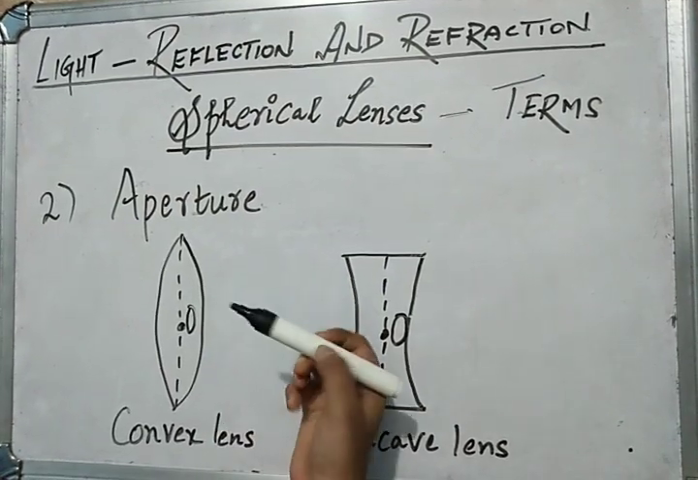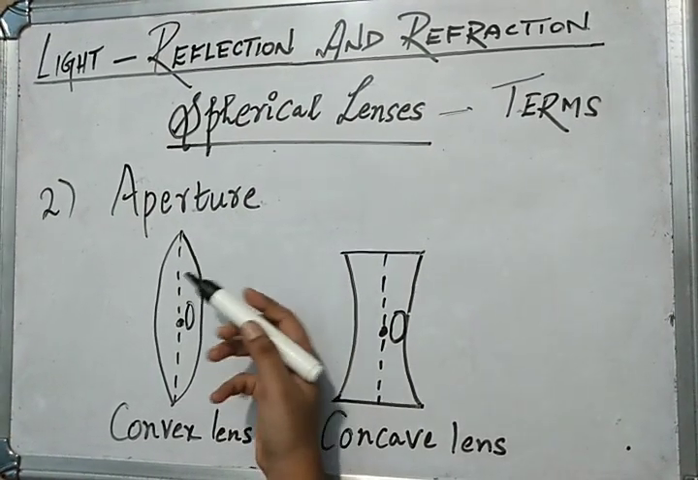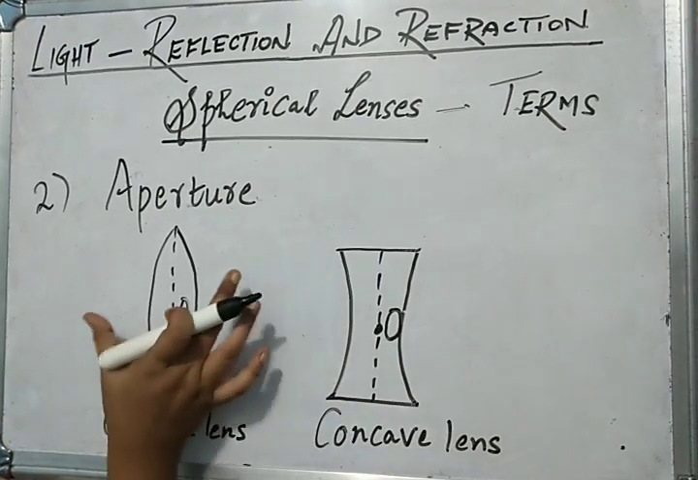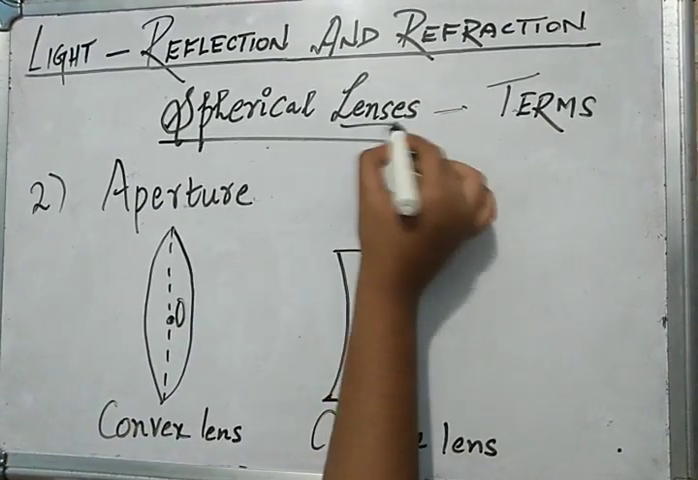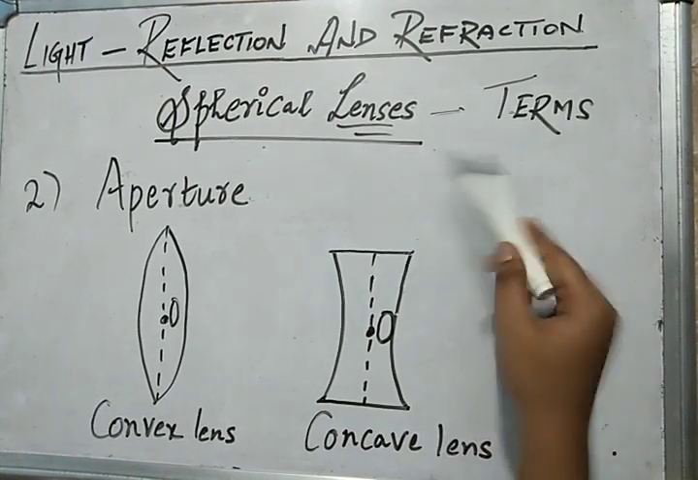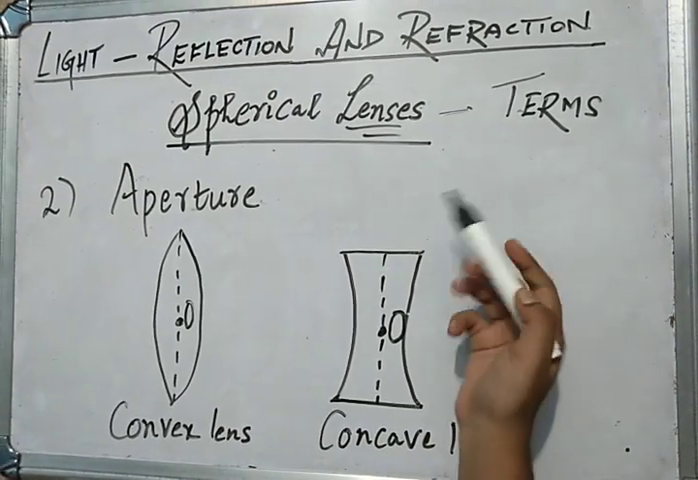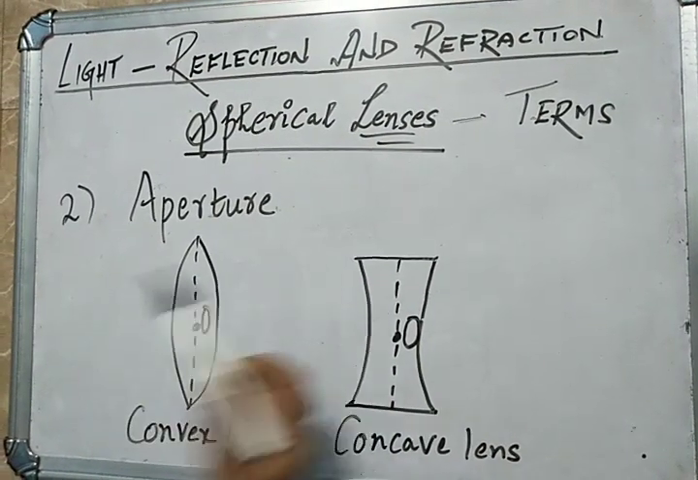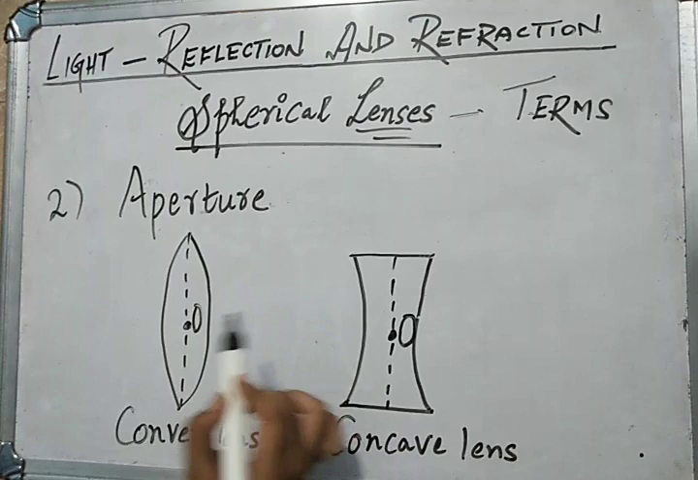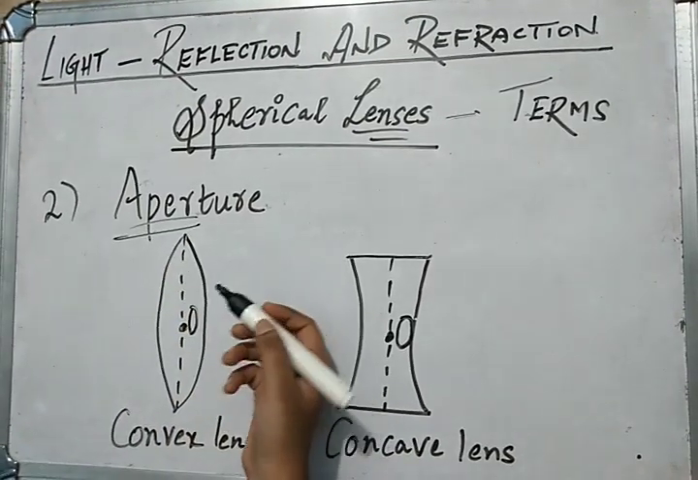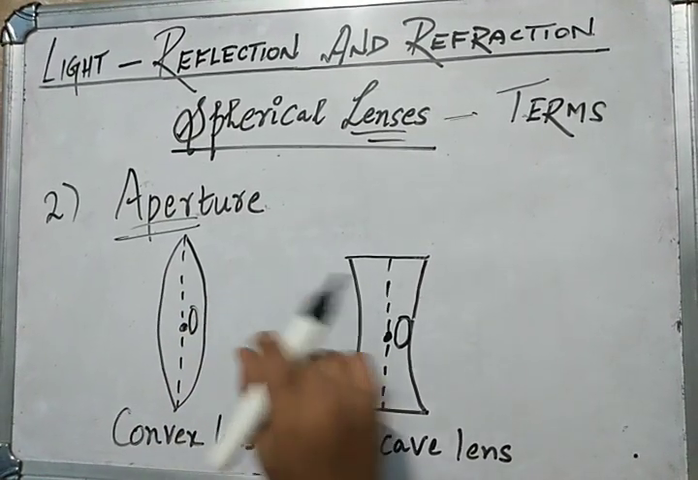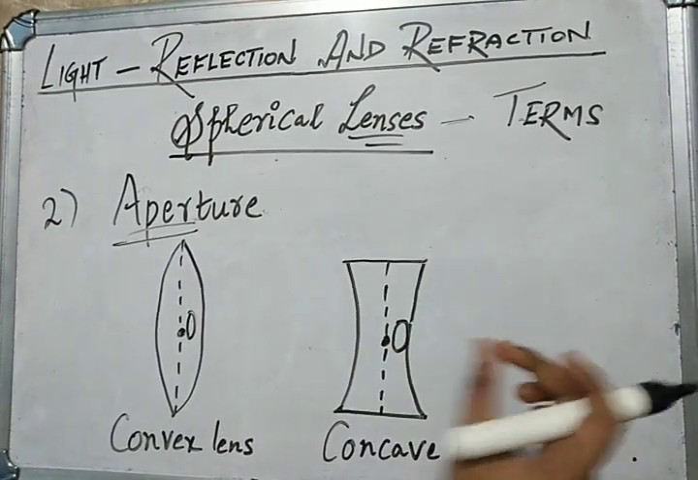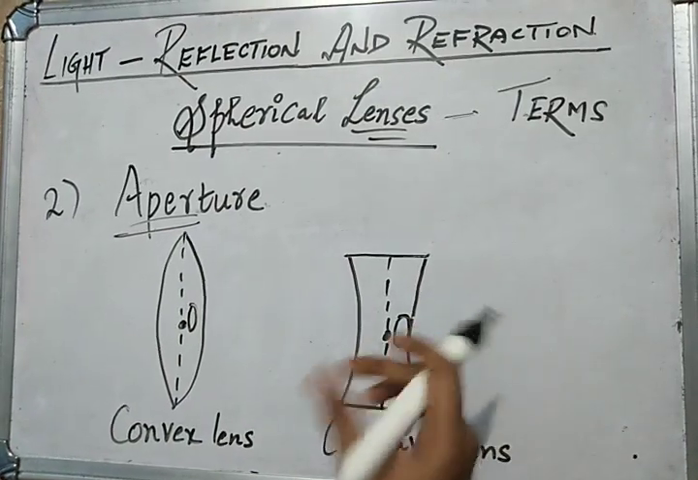Aperture. It is the effective diameter of the circular outline of a spherical lens in which the refraction takes place. Since it is a lens and lenses are a transparent medium, right? So through a transparent medium, light can refract. So definitely refraction is going to take place in lenses. So aperture is the effective diameter of the circular outline of a spherical lens in which refraction of light takes place.